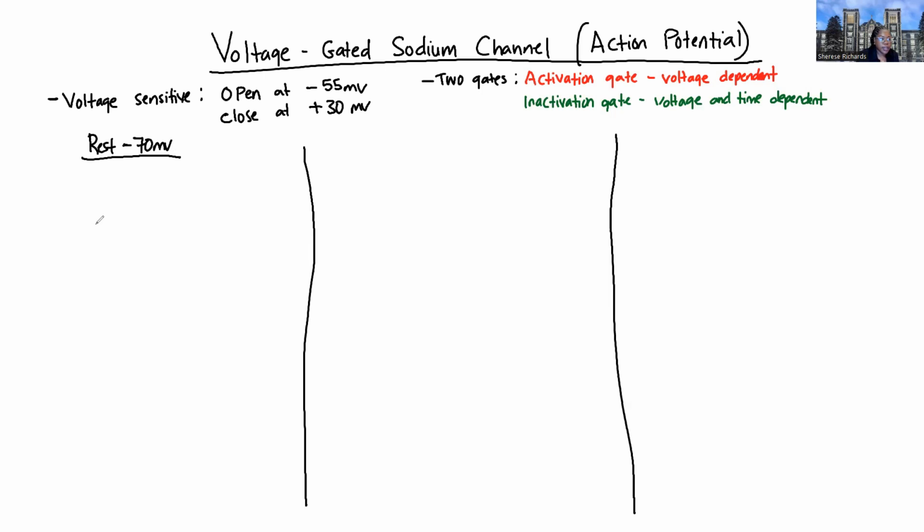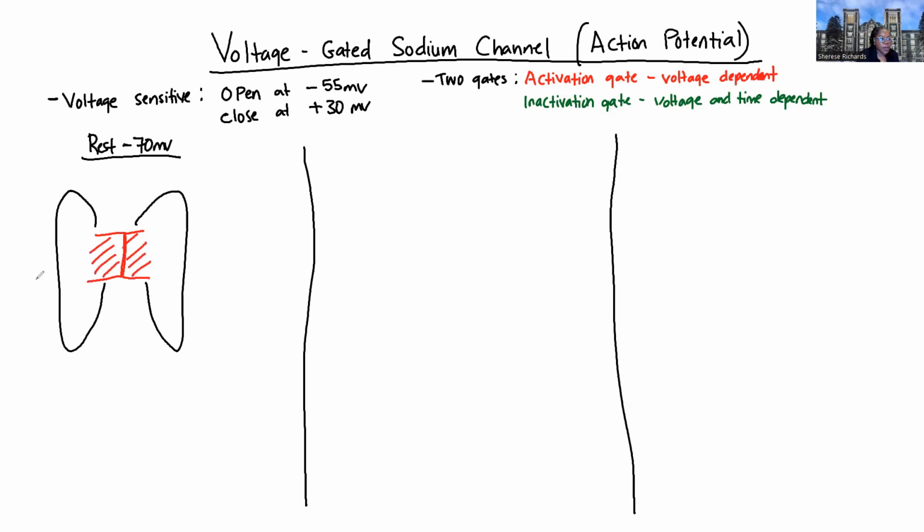If you look at the channels, let's draw a little channel here. This little passageway, and we're going to draw in our two gates. Our activation gate in this state is closed, so we're going to draw these two closed shut. Our inactivation gate in this instance is open, so we're going to draw our inactivation gate here as being open.